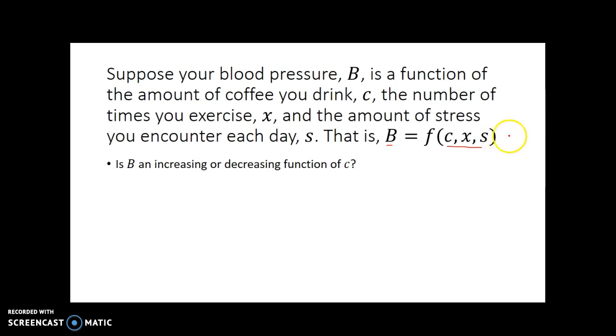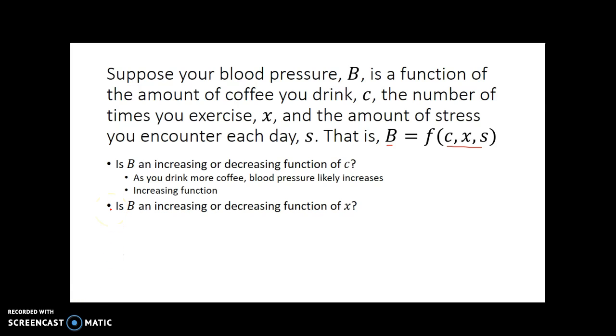Well, without being provided the actual equation that generates blood pressure as a function of these 3 quantities, we want to know, is B an increasing or decreasing function of C? So what are we asking? What happens to blood pressure as you increase the amount of coffee you drink? In all likelihood, this isn't 100% accurate. The idea is just to give us some intuition. As you drink more coffee, blood pressure likely increases. The more coffee you drink, the more caffeine you have, and we know that adversely affects blood pressure in many situations. So that's an increasing function. As C increases, B increases.